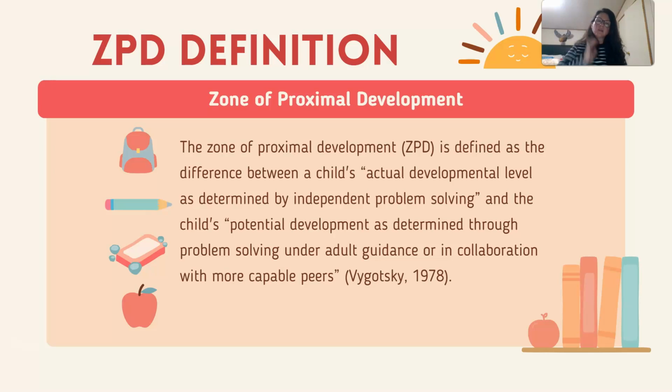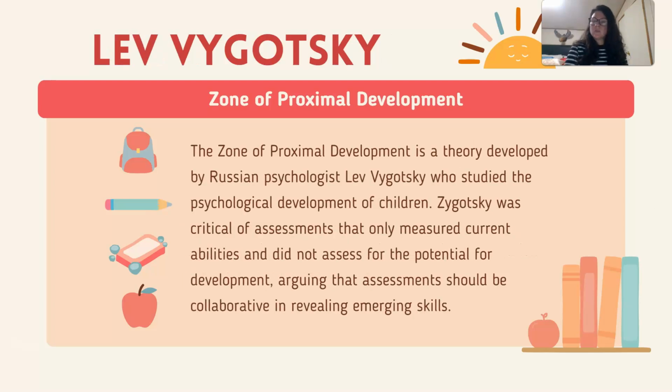So the zone of proximal development is defined as the difference between a child's actual developmental level as determined by independent problem solving and the child's potential development as determined through problem solving under adult guidance or in collaboration with more capable peers. The zone of proximal development is a theory that was developed by Russian psychologist Lev Vygotsky, who studied the psychological development of children.